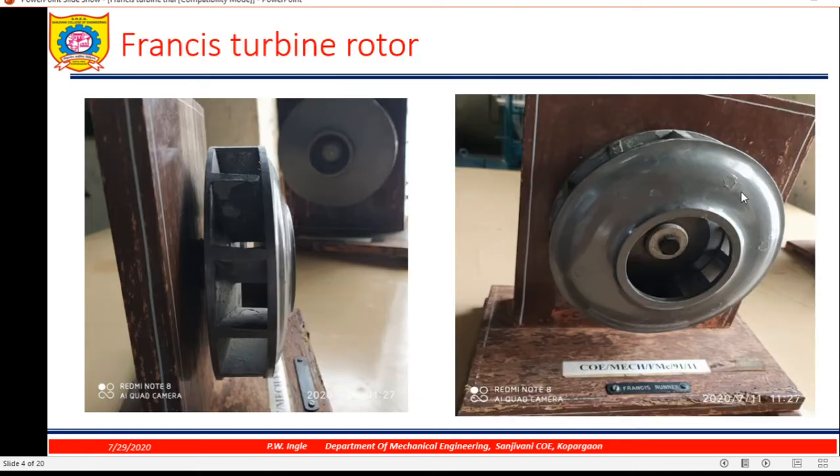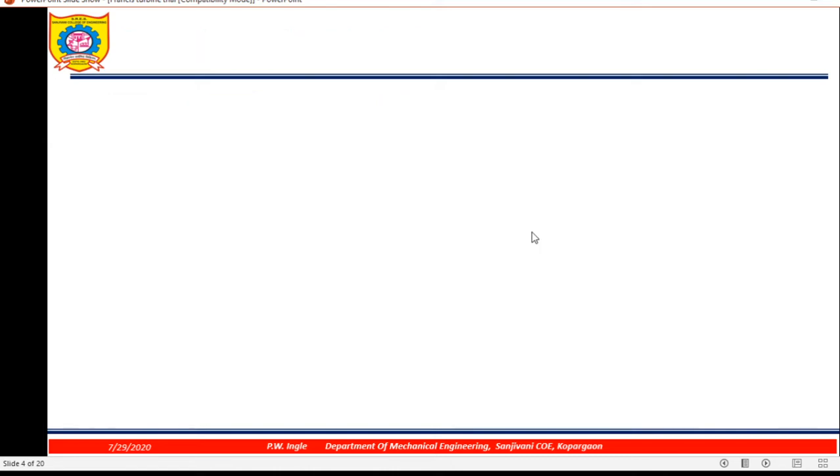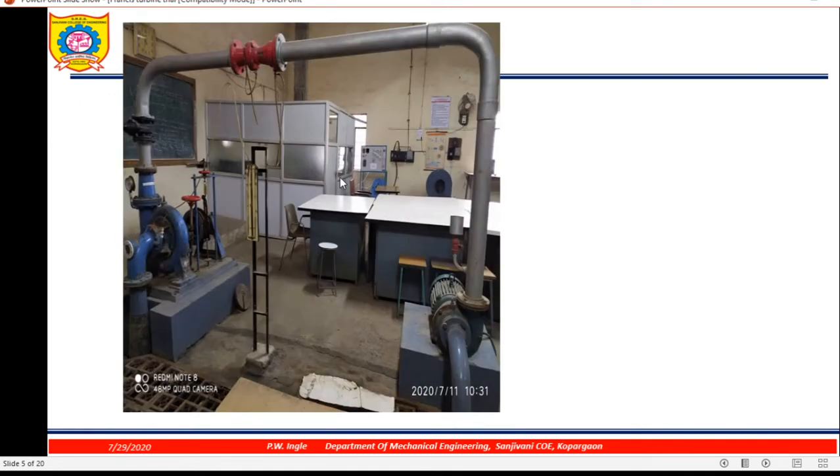Now you can see the Francis turbine runner. Now this is the Francis turbine test rig. This is a pump, then this is a venturimeter. Water enters here. This is the casing. Then it enters the guide vane, then the runner, and now see, entry of water is in a radial direction and exit is in an axial direction. That's why it is known as mixed flow. And this is a draft tube.